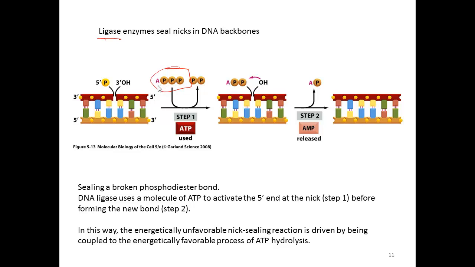The first step, this adenosine triphosphate, is added to the existing phosphate group to activate the 5' end. And then in a second step, that is going to be released as you get bond formation, and now you have an intact backbone of this DNA molecule. So by hydrolyzing this high energy intermediate ATP, we've paid the energetic price to do this otherwise challenging reaction of sealing the DNA backbone.